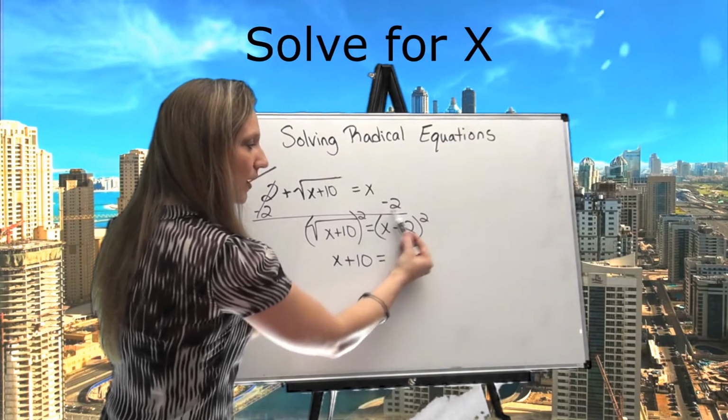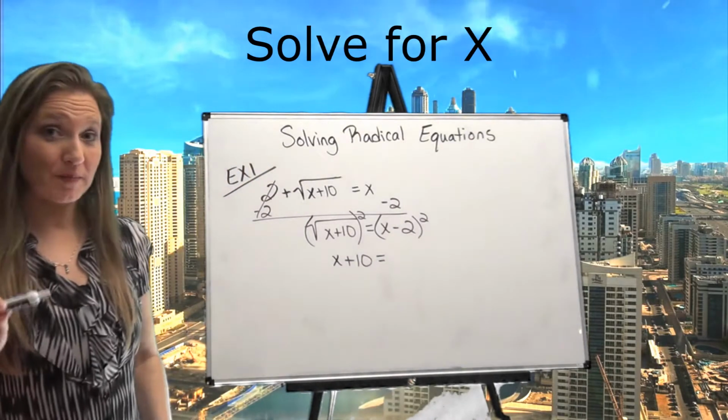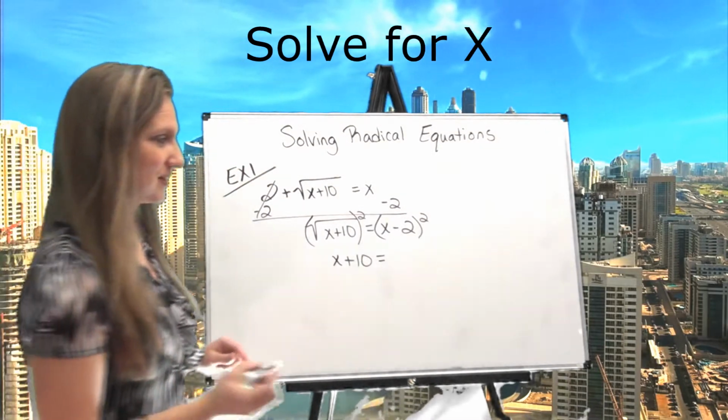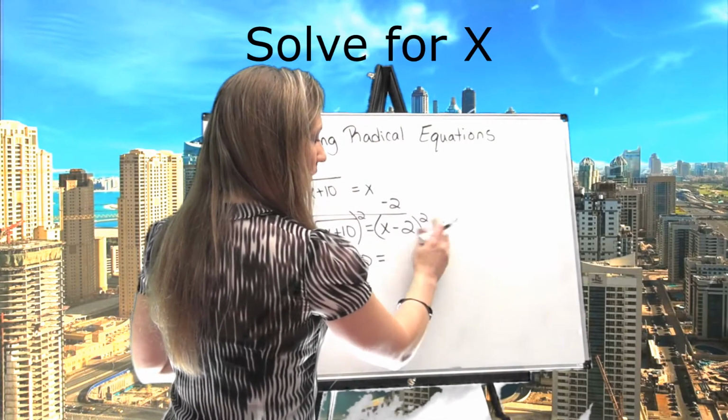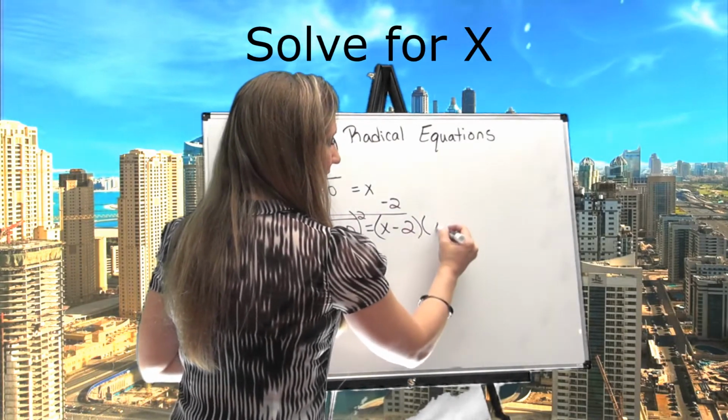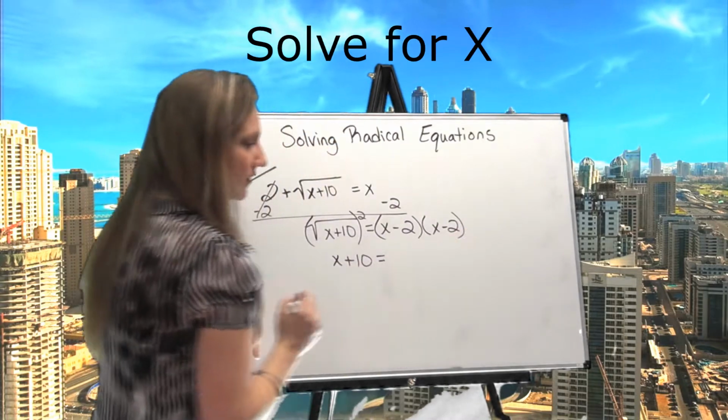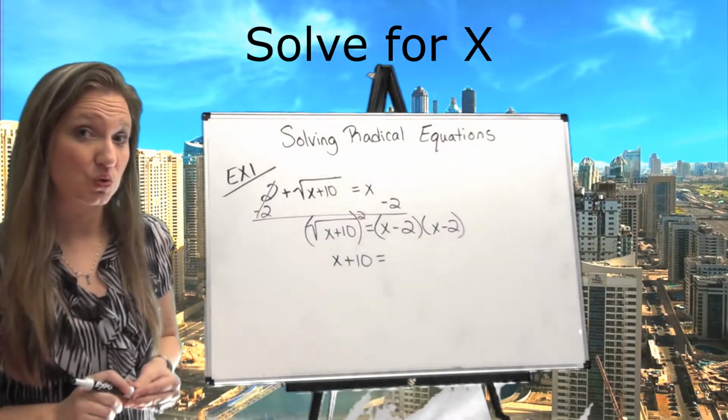Now I need to square this out. Remember, this is a huge mistake students tend to make. Remember, this squared actually means that there are 2 of these parentheses. There's 2 x minus 2's there.